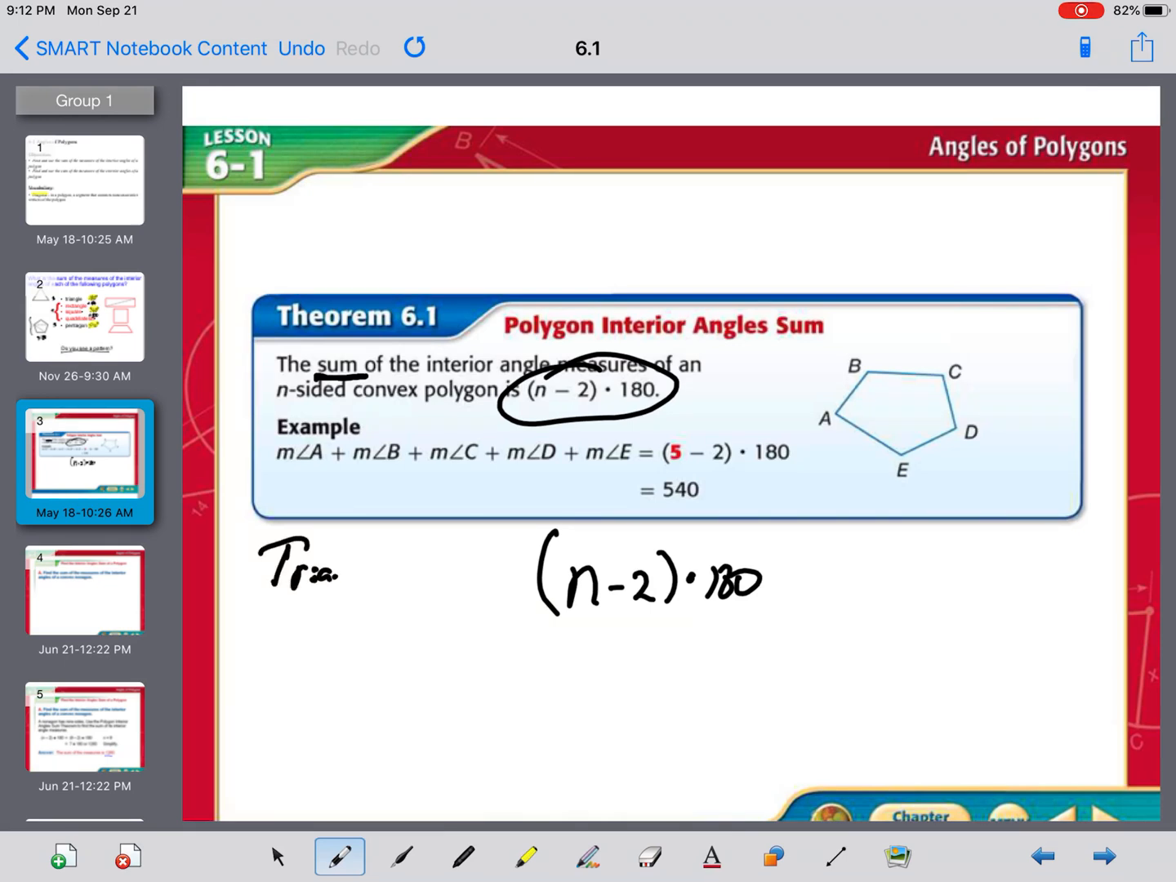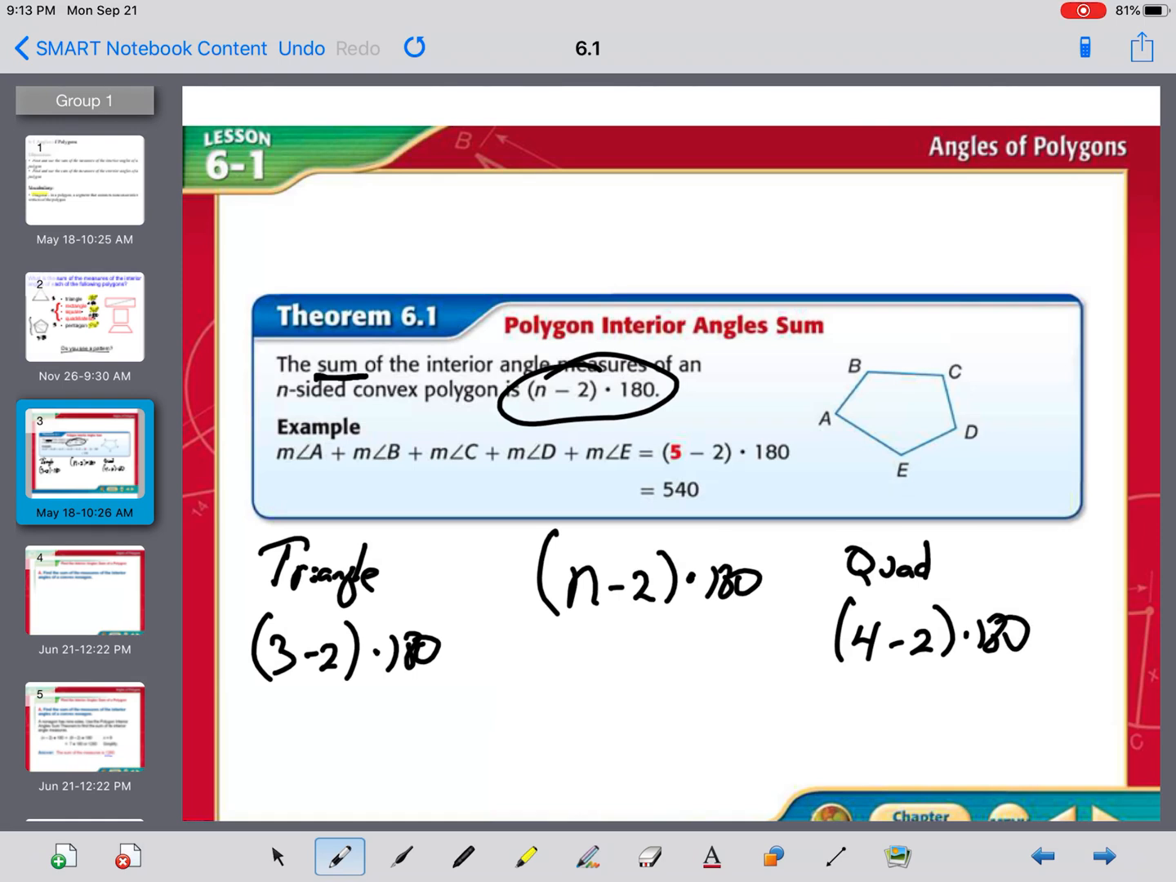So for a triangle, that's 3 minus 2 times 180, which is 1 times 180, which is 180. For a quadrilateral, which we already know, I'm just saying this is how it would work. Its number of sides is 4 minus 2 times 180, which is 2 times 180, which is the 360 that we already knew the quadrilateral had. But that formula works, okay?